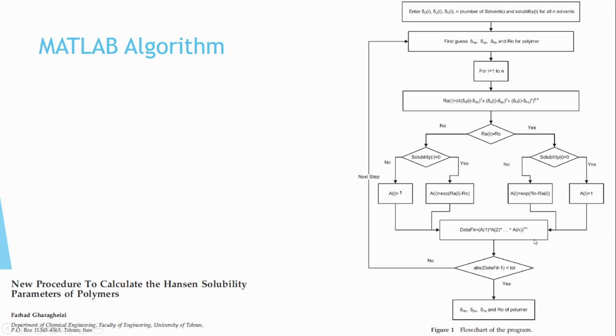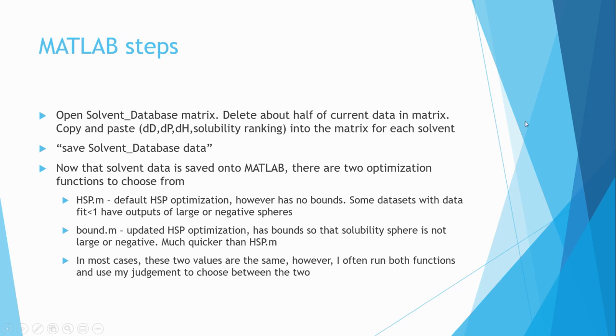However, if penalties for that run do exist, then the data fit will be less than 1. The algorithm will repeat the process thousands of times while slightly altering the HSP and RO values for the sphere. And out of all of the runs, the run with the data fit closest to 1 is taken as the output, and the HSP and RO values for that run are displayed.